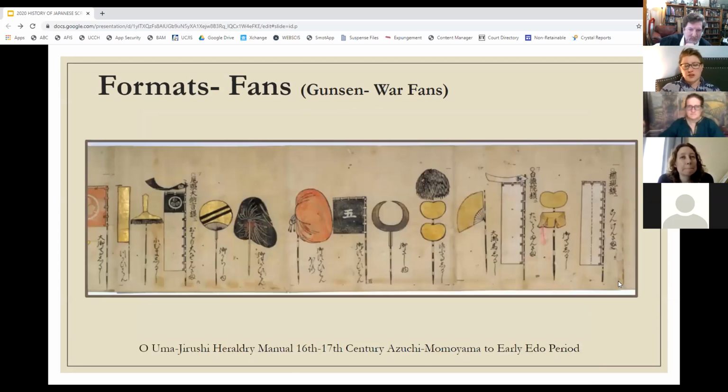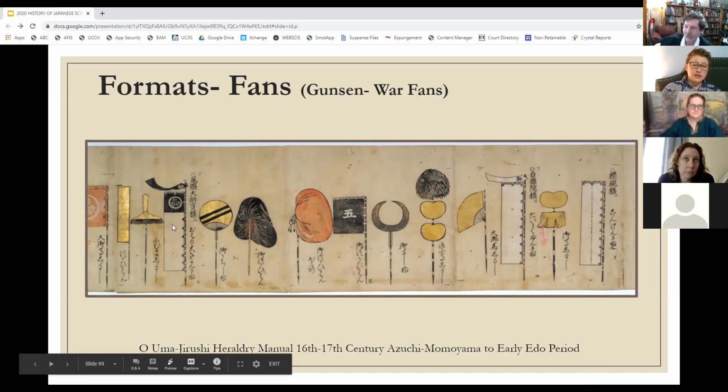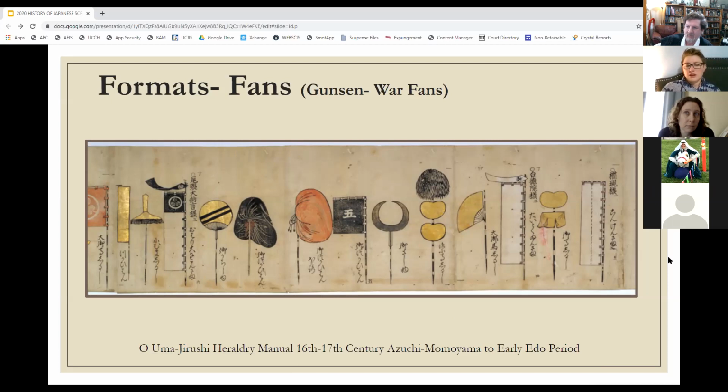What's cool about these, you see them in the heraldry manual that we now use that's been translated recently. And this golden sensu right here supposedly was used by Tokugawa Ieyasu to signal that he was going into battle. But you can also see over here on the left, this golden uchiwa, this golden paddle fan. So we can see it was used through time. It's quite interesting. This is the Azuchi Momoyama to the early Edo period that this manual came from. So we use it quite often in Japanese heraldry.